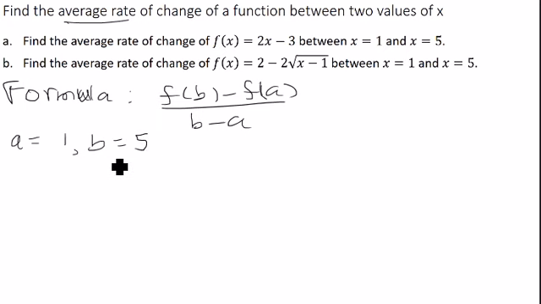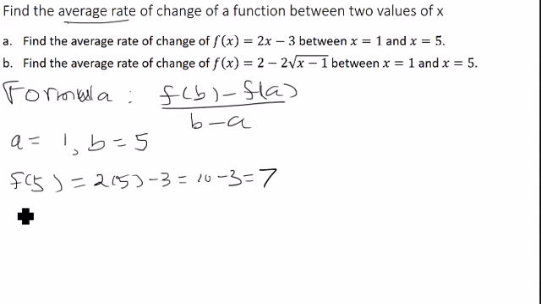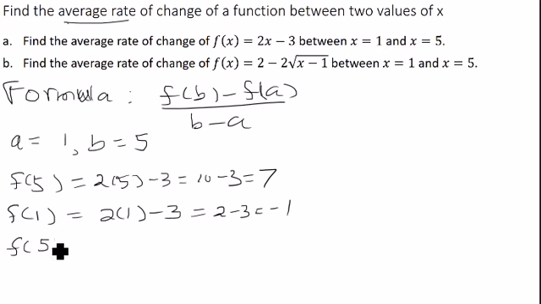So we're going to find f of 5, which is 2 times 5 minus 3, which is 10 minus 3, which is 7. Similarly, we're going to find f of 1, which is 2 times 1 minus 3, which is 2 minus 3, and that's negative 1. Now we're going to put them all back into this formula, which gives us f of 5 minus f of 1 over 5 minus 1.